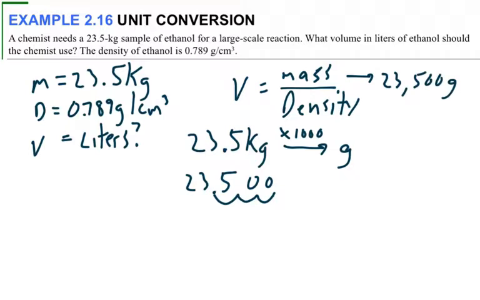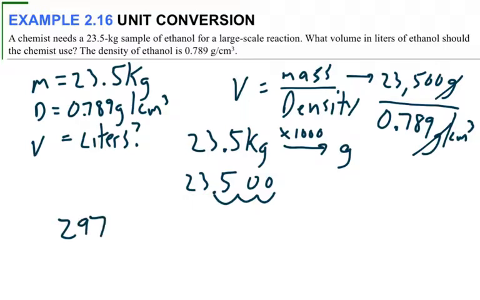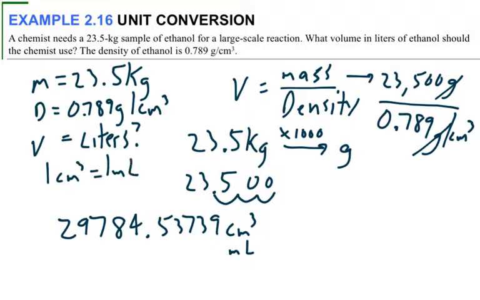Okay? So then we're going to divide by 0.789 grams per cubic centimeter so that the grams cancel out. Now, the answer that you get here, I'm going to write the full answer, you get 29784.53739 cubic centimeters. Now don't forget that a cubic centimeter and a milliliter are the same thing. Okay? Remember we said earlier 1 cubic centimeter and 1 milliliter are equivalent.